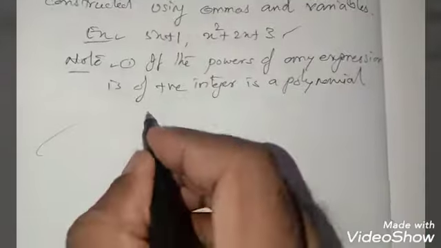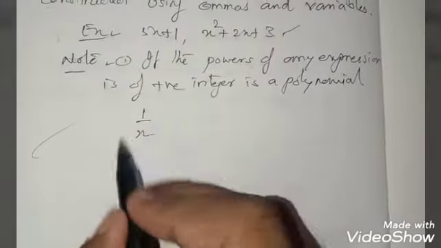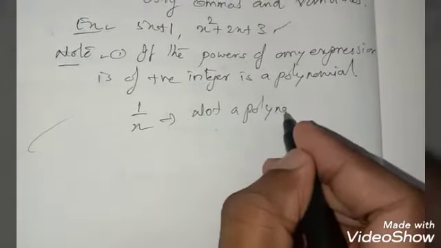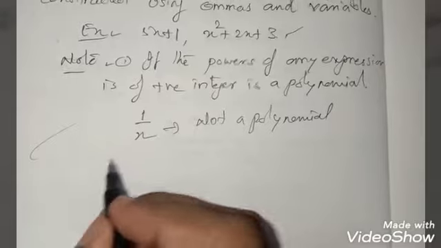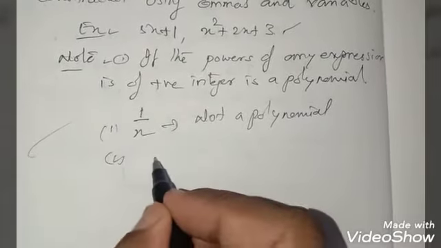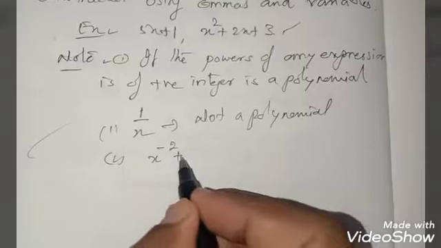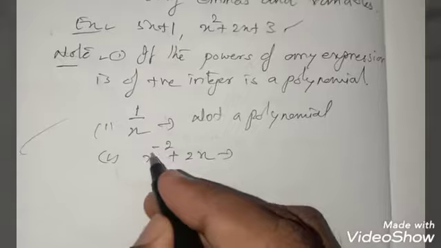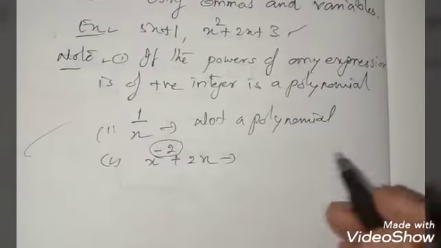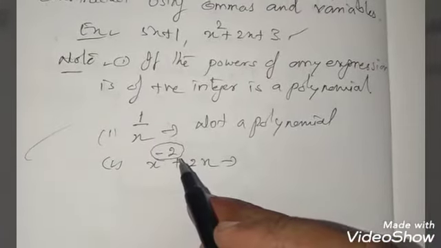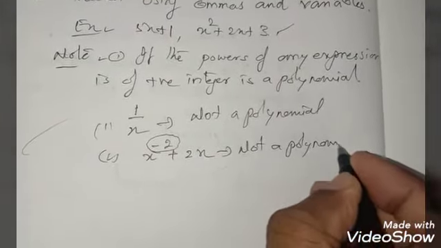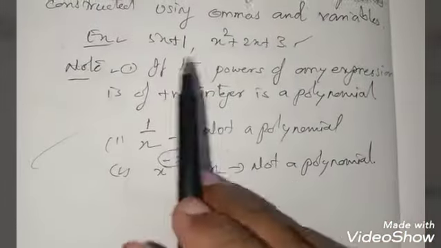Now if I write the same example as 1 by x, can I say 1 by x is a polynomial? No. So it is not a polynomial. Next, the second example, x to the power of minus 2 plus 2x. Is it a polynomial? No, because the power of any expression should be positive, but here what we are getting? Negative. So it is not a polynomial. So like this we are identifying whether the given expression is a polynomial or not.